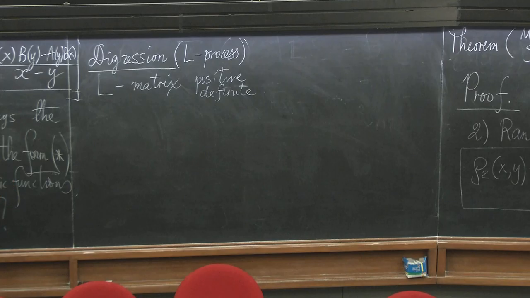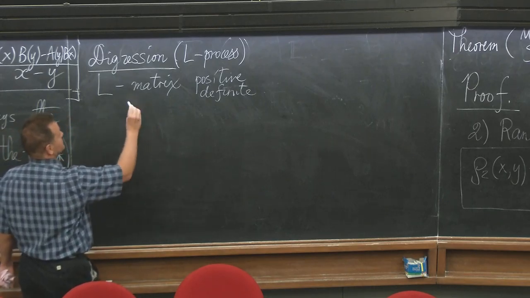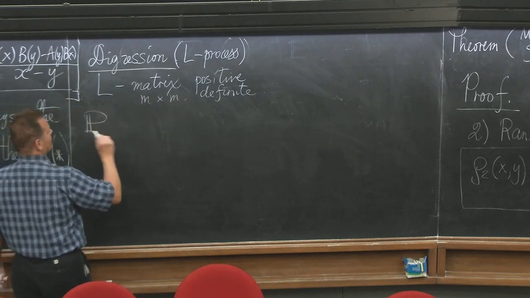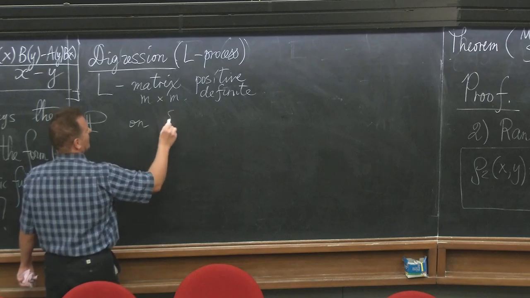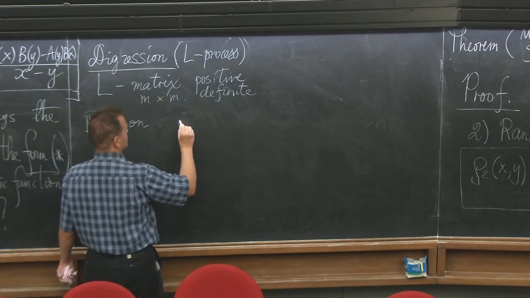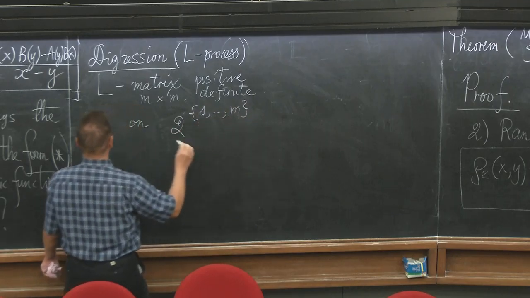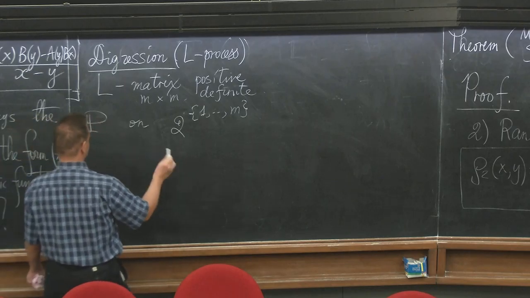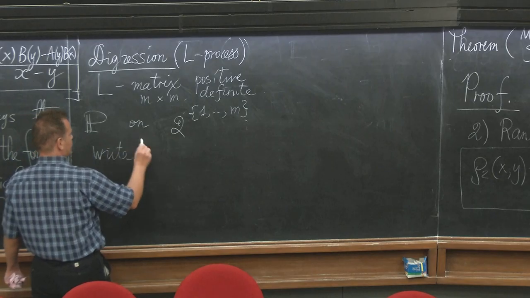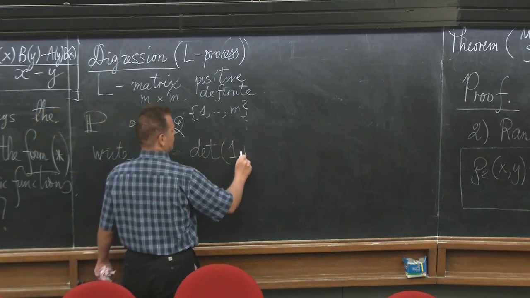And I give the probability, so matrix, let's say M times M. So probability measure, I give a probability measure on the set of subsets, obviously, on the set of subsets of the set 1 to M. By writing, so how do I give it? Right. P of x is determinant of 1 plus Lx.